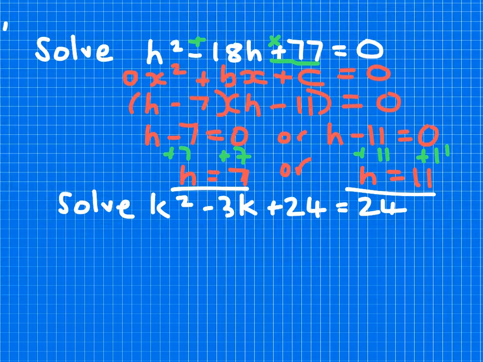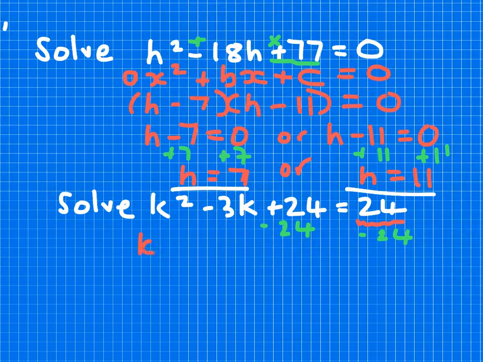Now the extra problem with this problem, k squared minus 3k plus 24 is equal to 24, is that it doesn't equal 0. We cannot solve a quadratic equation unless it's equal to 0, because we're multiplying 2 things and making them equal 0. So in the normal way, we will just make that equal to 0 by minusing 24 off both sides.